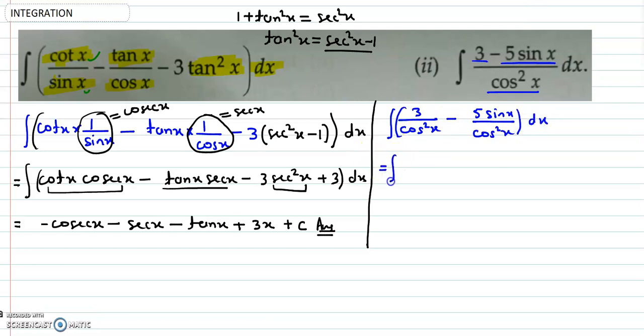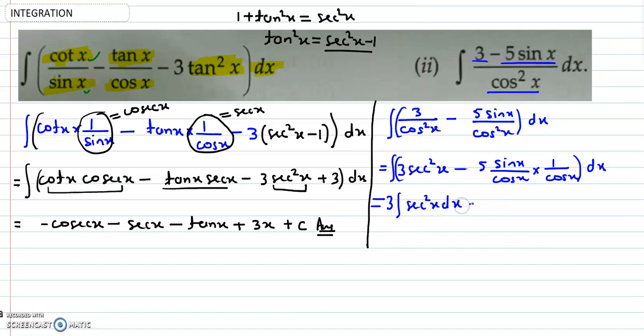Now we know that the reciprocal of cos x is secant x. So it will be secant square x, minus 5, and it can be written as sin x upon cos x into 1 over cos x. We have to integrate here. Now 3 will be outside, so 3 integral of secant square x dx, minus 5, again a constant, will be outside the integral. Sin x upon cos x can be written as tan x and 1 over cos x is secant x dx.